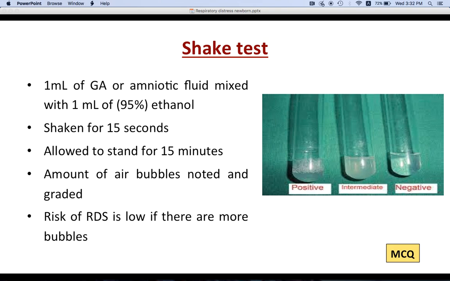Then you have to note the amount of air bubbles, and if you are able to see the air bubbles, then the risk of RDS is very low. So this is mainly of theoretical importance, but has sometimes been asked in MCQs. So we should know the importance of the shake test to assess fetal lung maturity.